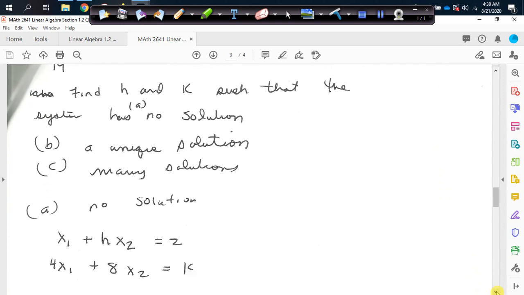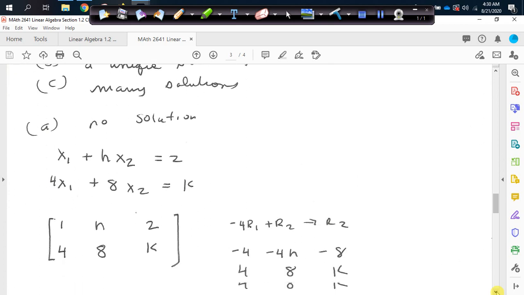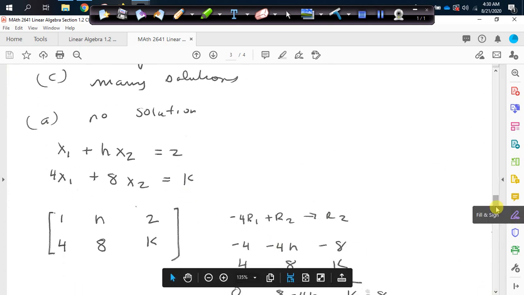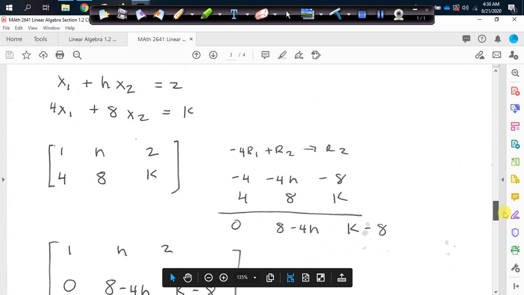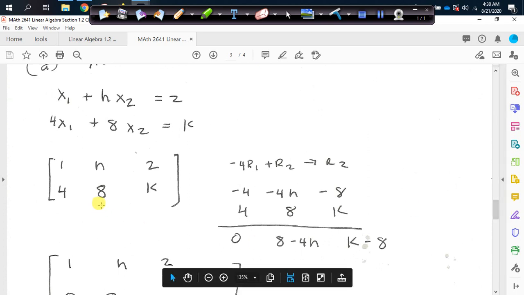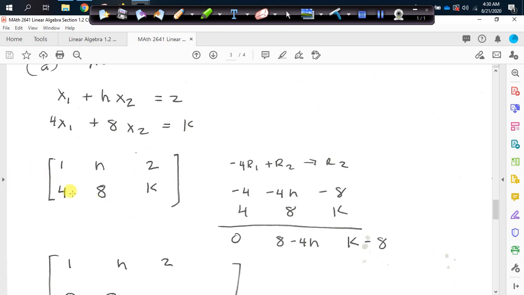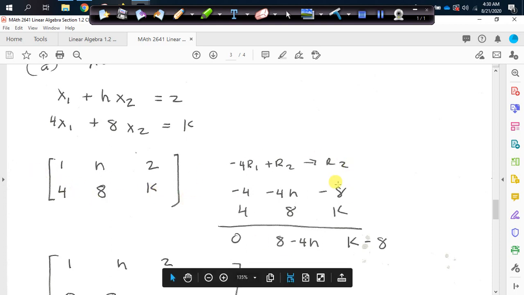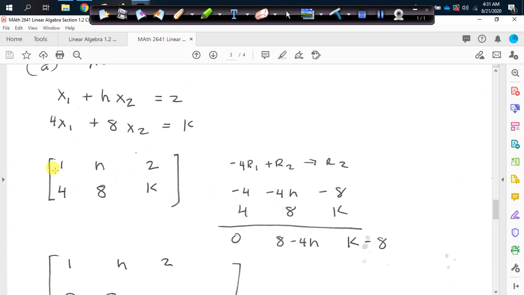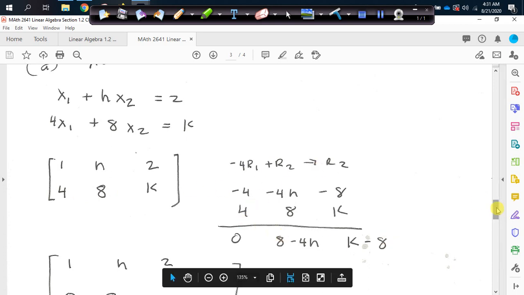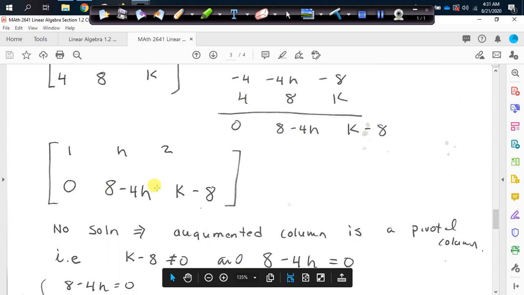Okay, so first let's do A, where it has no solution. So here are the equations. You can write it as a matrix. And remember, if it has no solution, we have zeros. Well, first let's go ahead and do matrix row operations, because it's not in echelon form yet. So we could multiply row 1 times -4 and add it to row 2 and replace row 2 with what we get there. And so I get this for row 2. So I'll put that back in here.